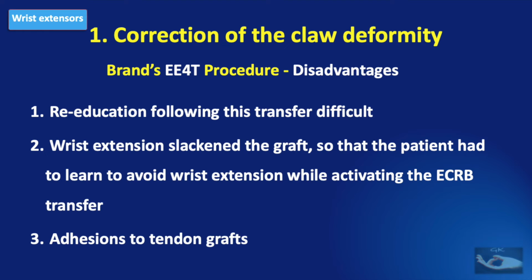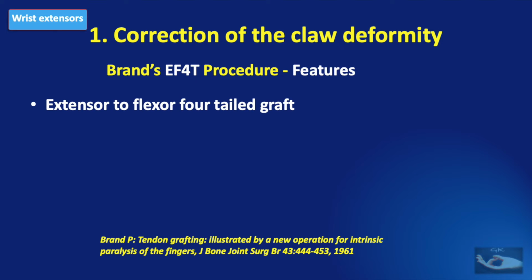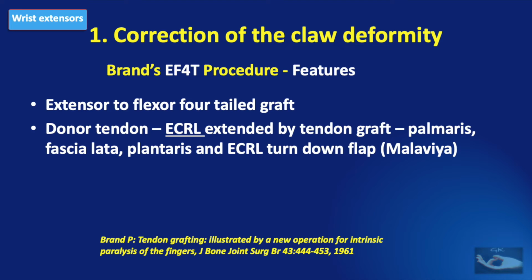To overcome some of these problems, Brand himself described another procedure, the EF4T procedure. This is an extensor to flexor 4-tailed graft. The donor tendon here is the extensor carpi radialis longus, which is extended by tendon graft, which could be palmaris, fascia lata, plantaris, and even the ECRL turn down flap as described by Malavia.